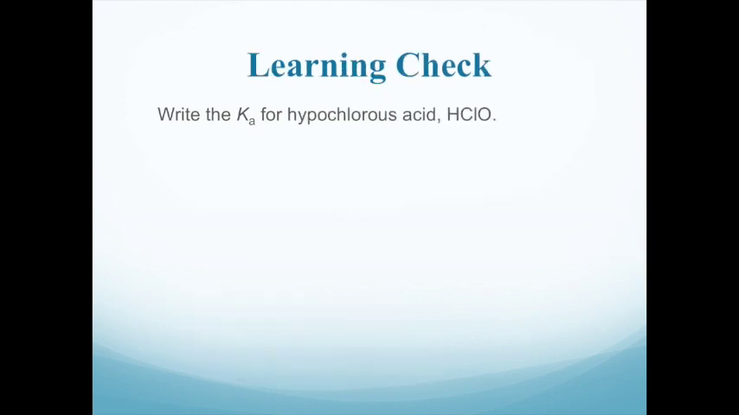We can write one now for hypochlorous acid, which is the dissolved form of chlorine. This is the acid form of bleach. If it was sodium hypochlorite, it would be liquid bleach. Well, it would be dissolved in water and it would be liquid bleach. This molecule is produced by your immune system to help fight disease.